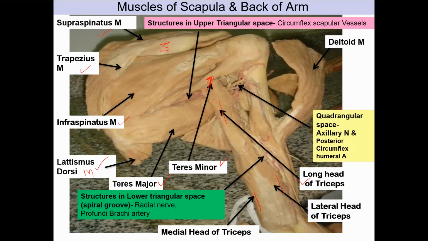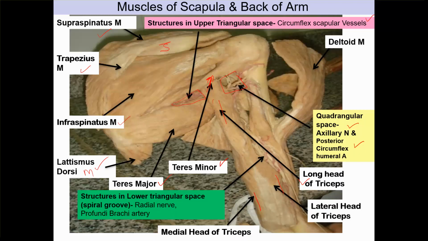Now this is the quadrangular space, and the structures within the quadrangular space are quite important. You should know that they are the axillary nerve and the posterior circumflex humeral artery. So these are the two contents of the quadrangular space. This is the upper triangular space over here, and the structures here are the circumflex scapular vessels.